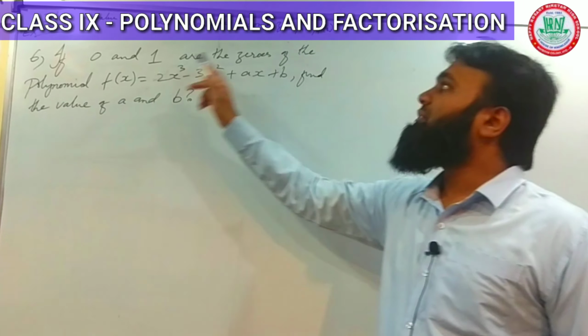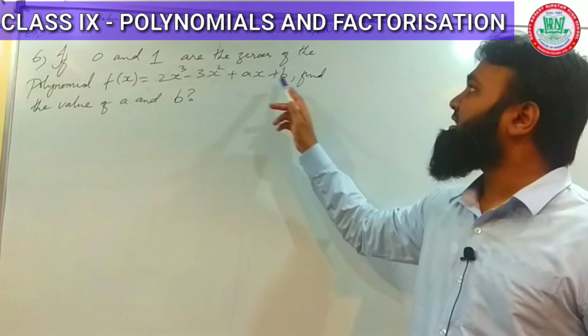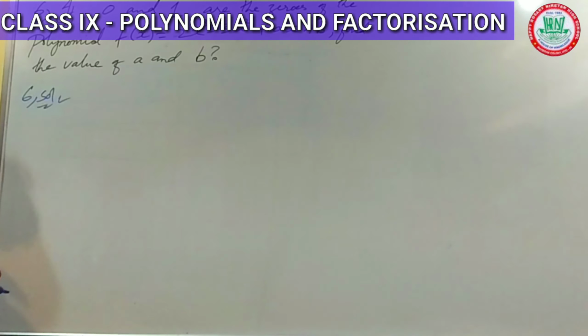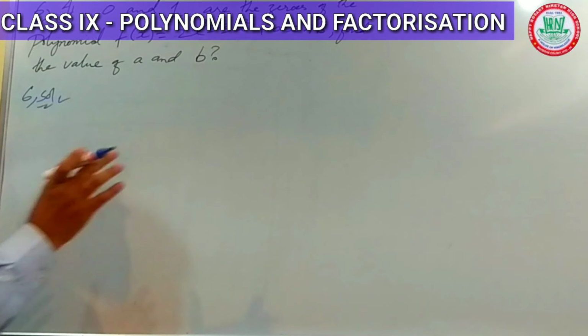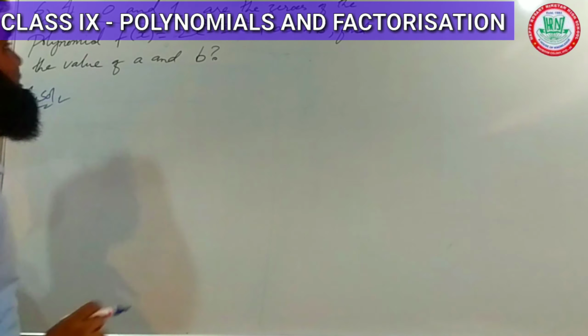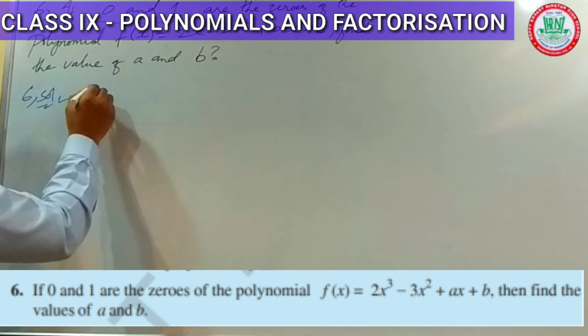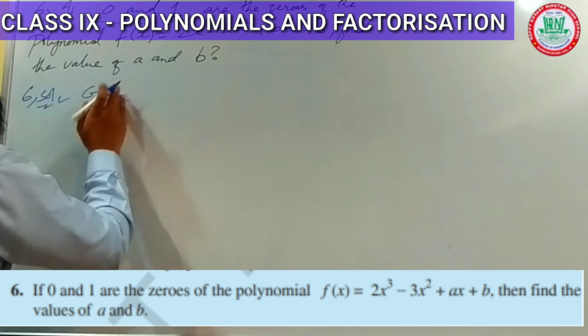If 0 and 1 are the zeros of the polynomial f of x equals 2x cubed minus 3x squared plus ax plus b, then find the value of a and b. First we have to understand the question and check what we need to do. Here, 0 and 1 are the zeros of the polynomial, which means, what is given here?